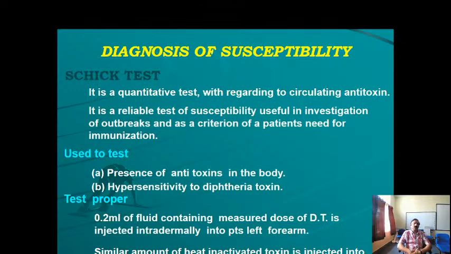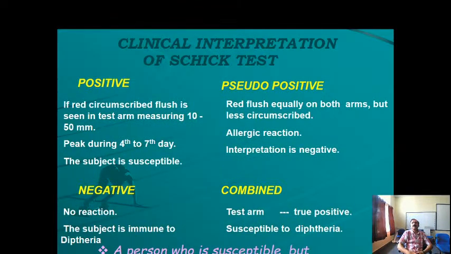What you do is you take 0.2 ml of the fluid containing a dose of diphtheria toxin, and that is injected intradermally into the patient's left forearm. A similar amount of heat-inactivated toxin is injected into the other arm. The reaction is positive if there is a red circumscribed flush seen in the test arm measuring 10 to 50 millimeters, with a peak during the 4th to 7th day. Then the subject is susceptible.